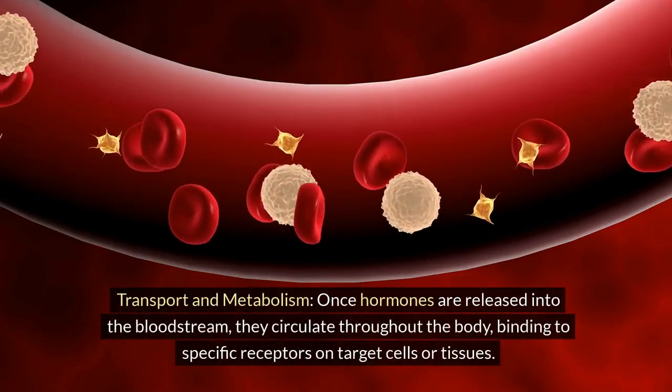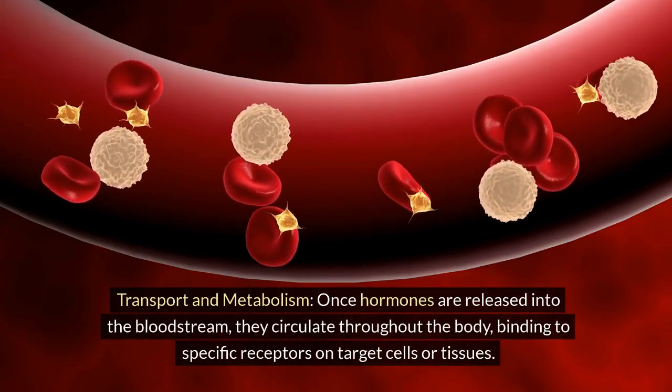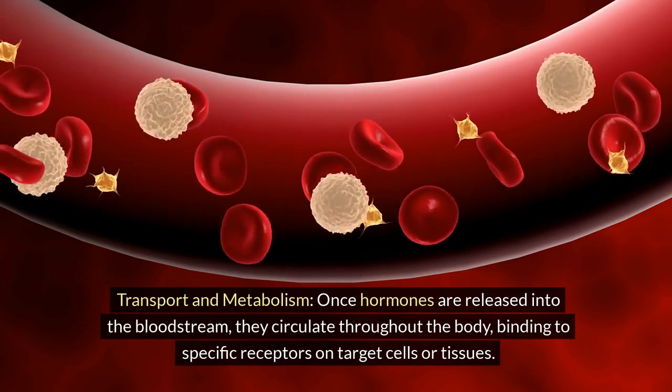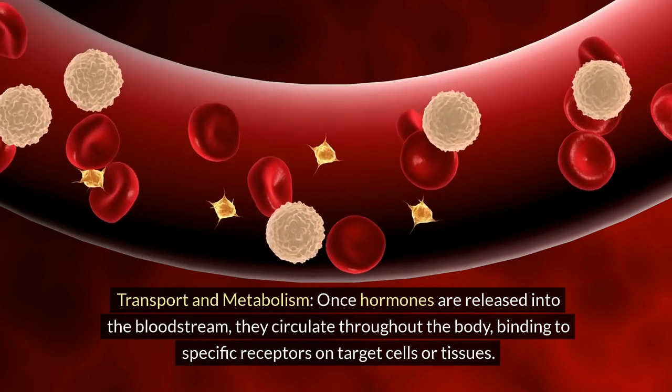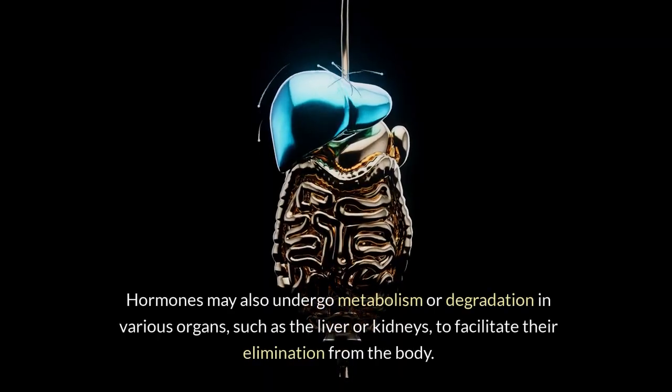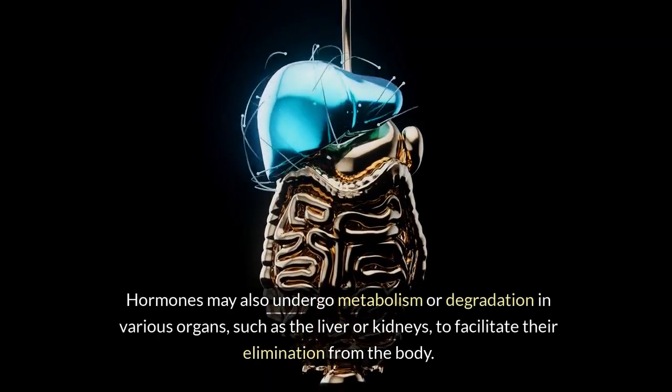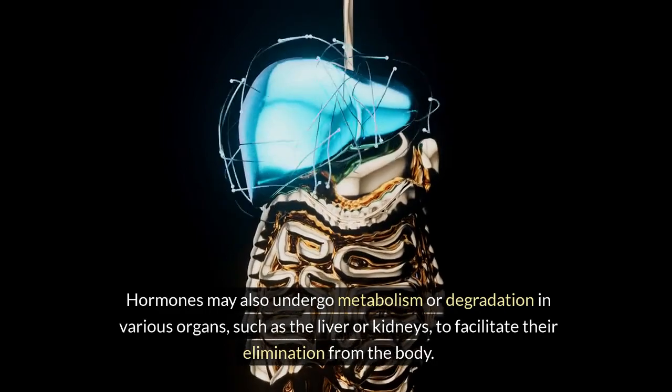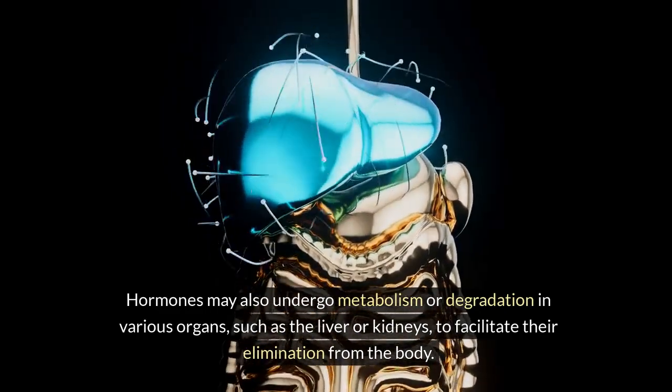Transport and metabolism. Once hormones are released into the bloodstream, they circulate throughout the body, binding to specific receptors on target cells or tissues. Hormones may also undergo metabolism or degradation in various organs, such as the liver or kidneys, to facilitate their elimination from the body.